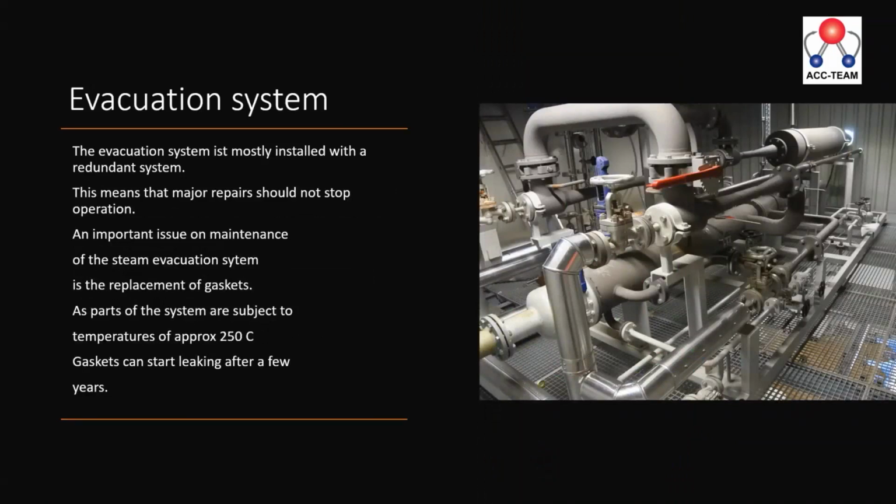Evacuation systems. The evacuation systems in practice do run quite reliably, but there are some issues where a vacuum system needs some maintenance. As they are normally built with redundancy, most vacuum systems have two ejectors, where one is in operation and the other one is spare. So if you do some maintenance, you just switch off one, and the other one is in operation, and the one that is switched off is having the maintenance.